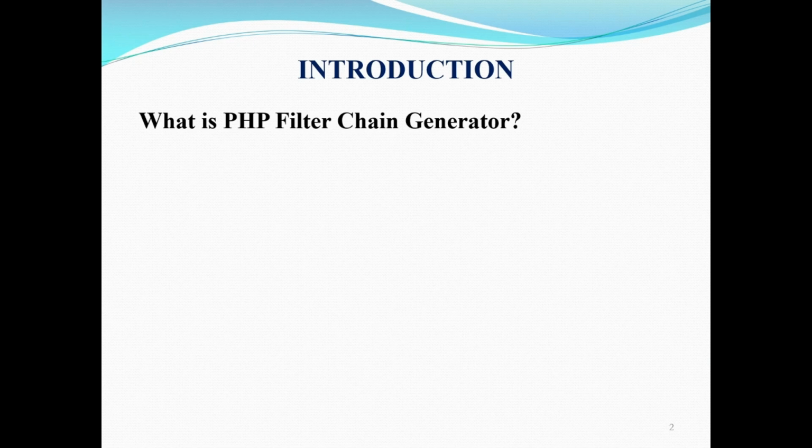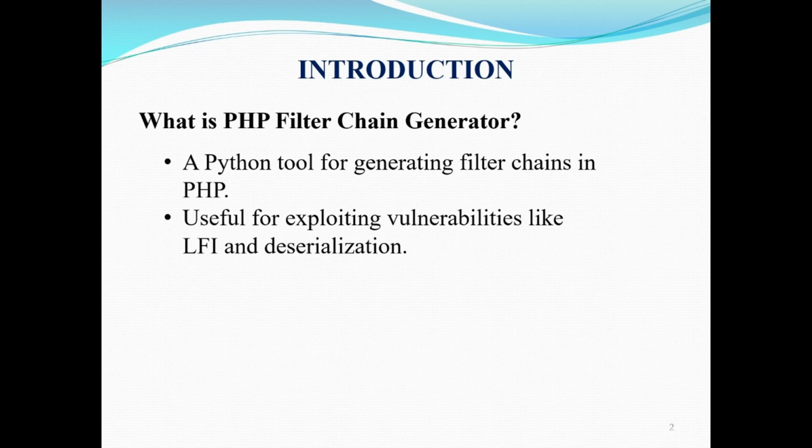What is PHP Filter Chain Generator? It is a Python coded tool used for generating complex filter chains in PHP. It is useful for exploiting LFI vulnerabilities and PHP deserialization. It helps us to create complex payloads, for example, to get an RCE using LFI.